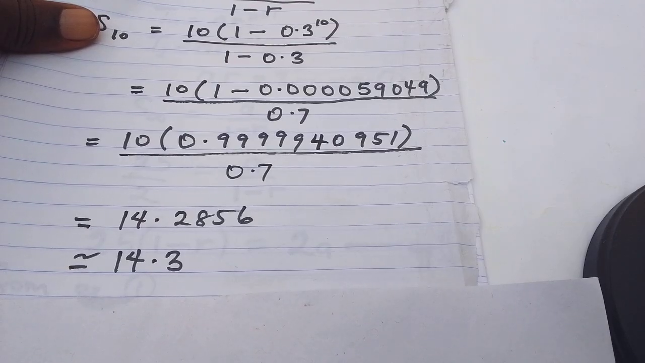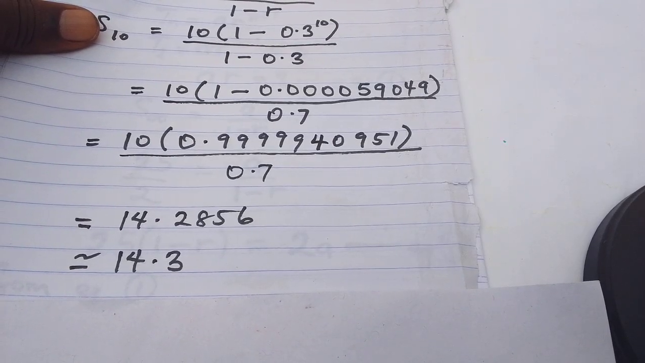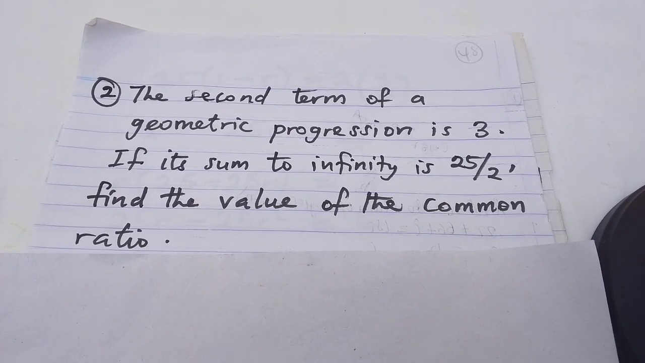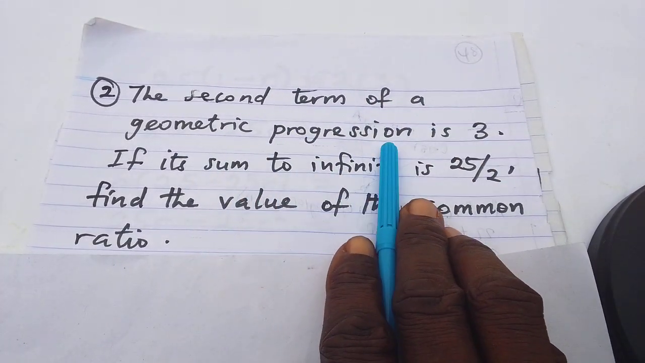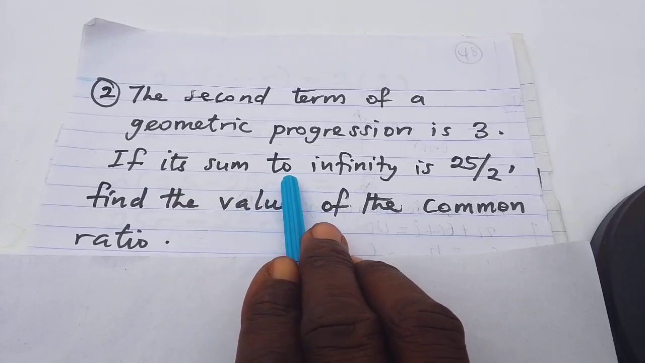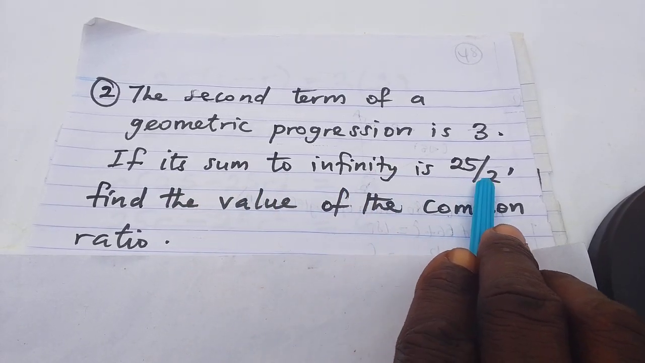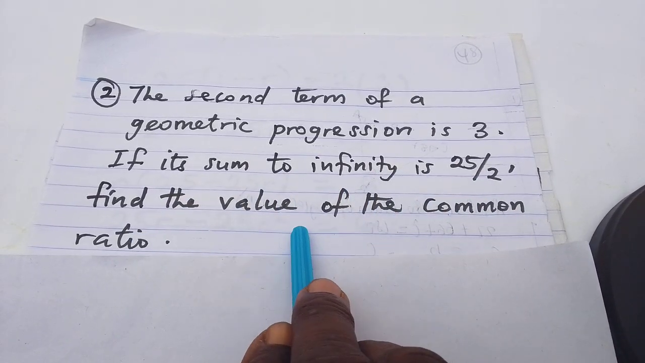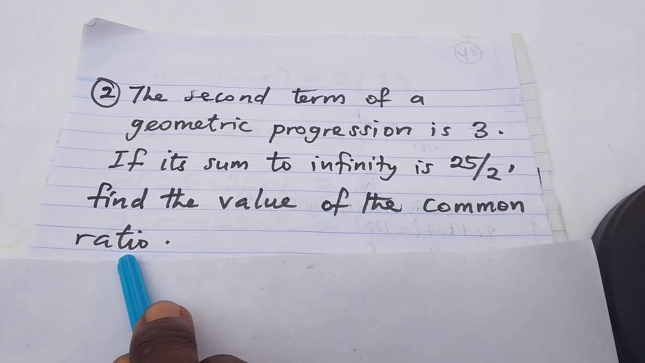14.3. Now let's look at the second question. The second term of a geometric progression is 3. If its sum to infinity is 25 over 2, find the value of the common ratio.